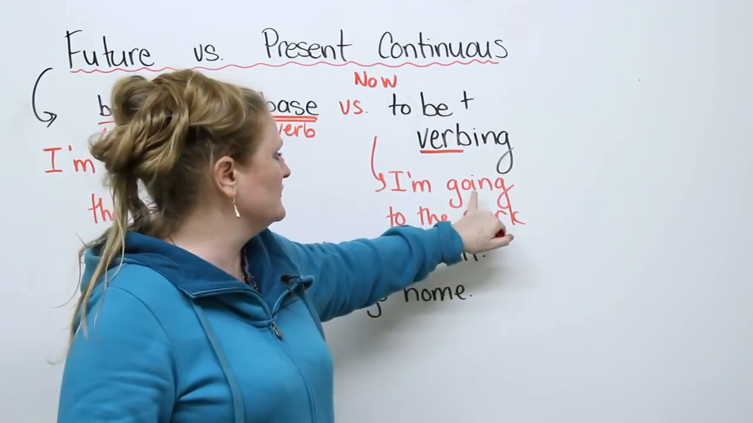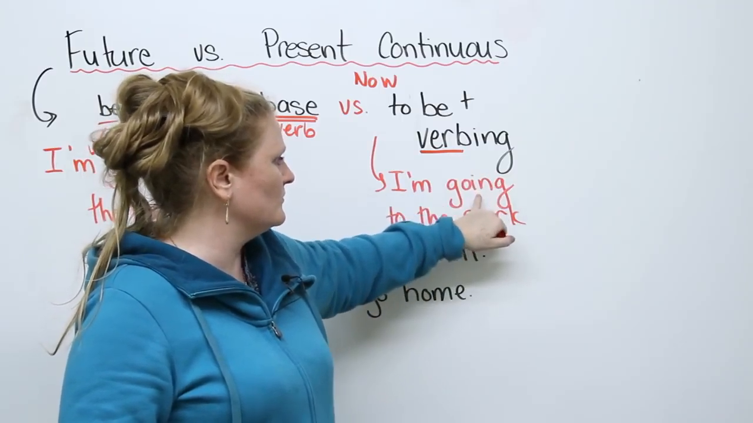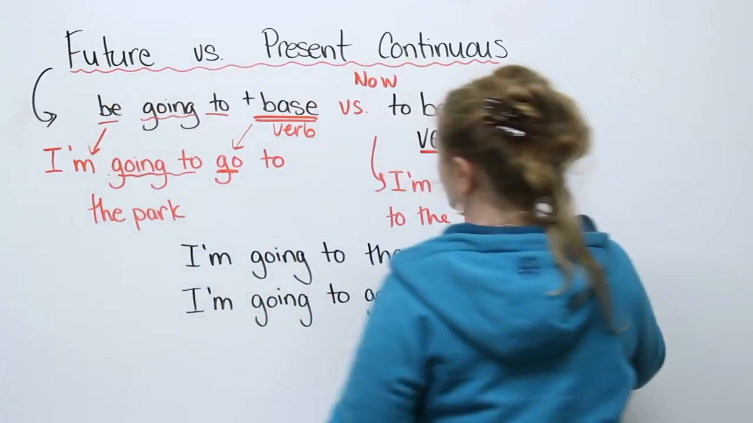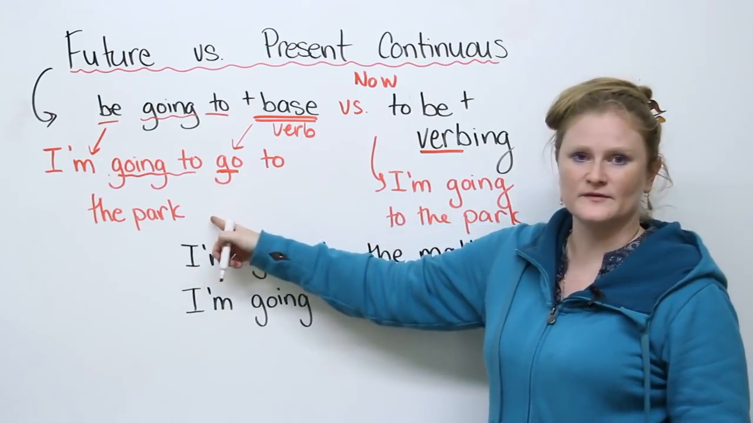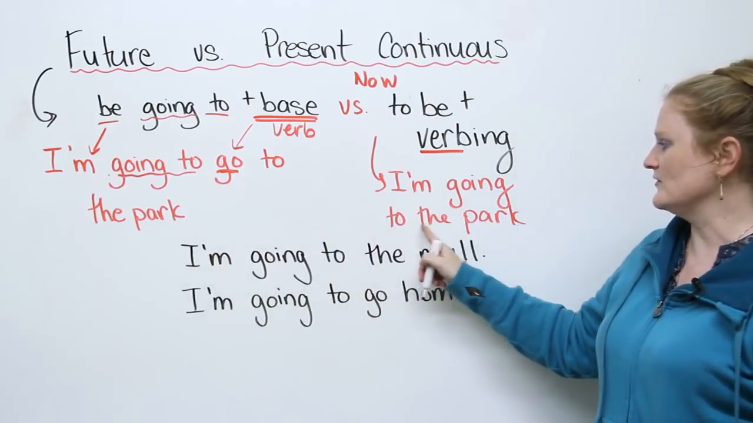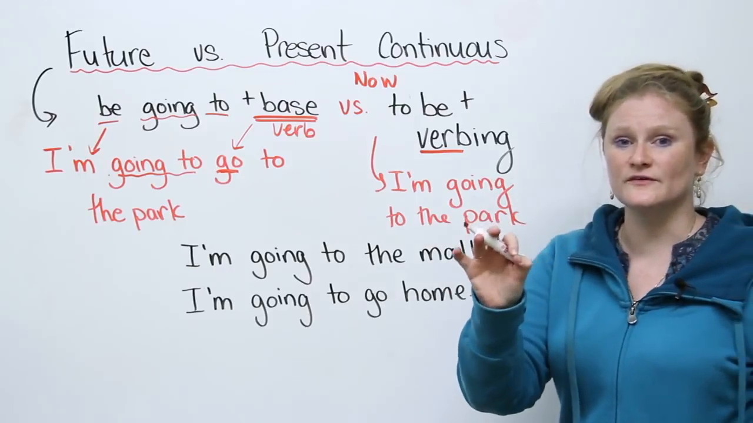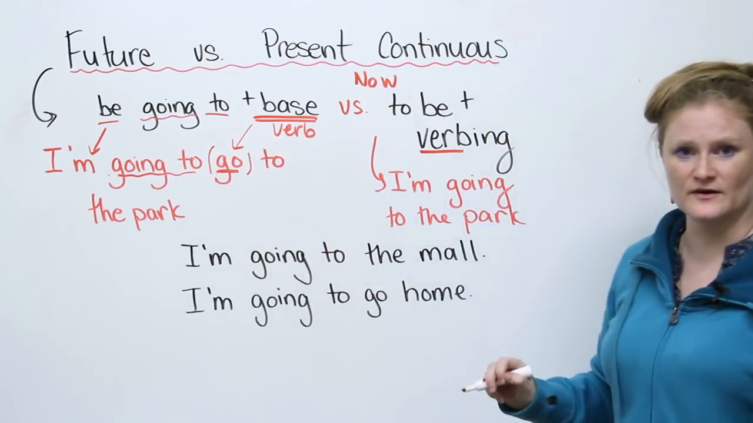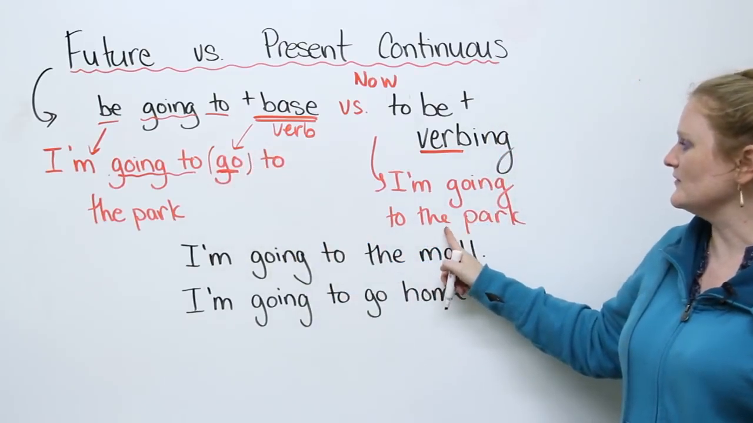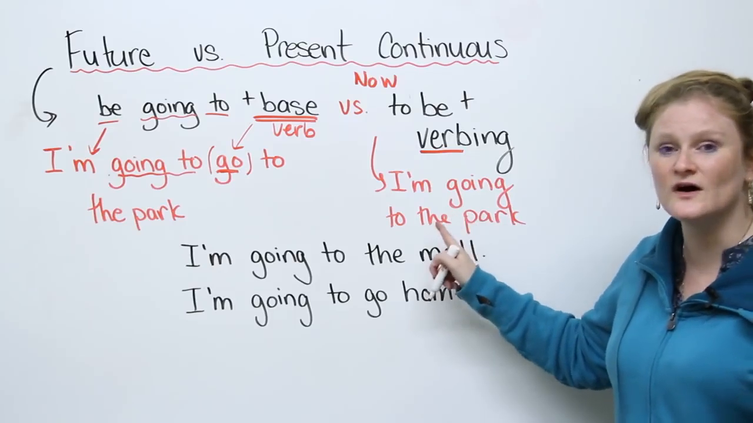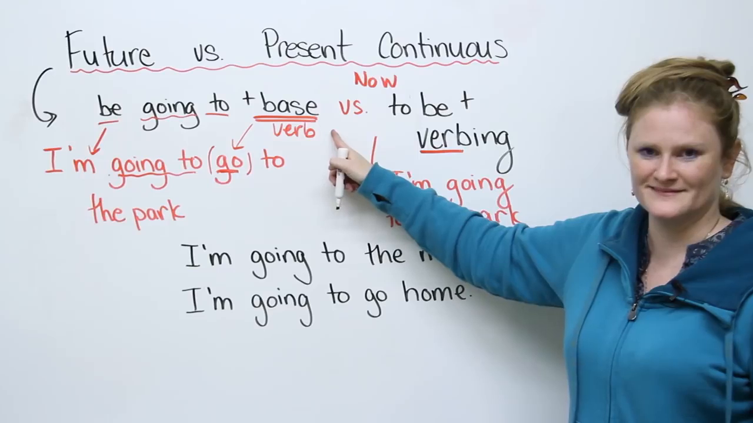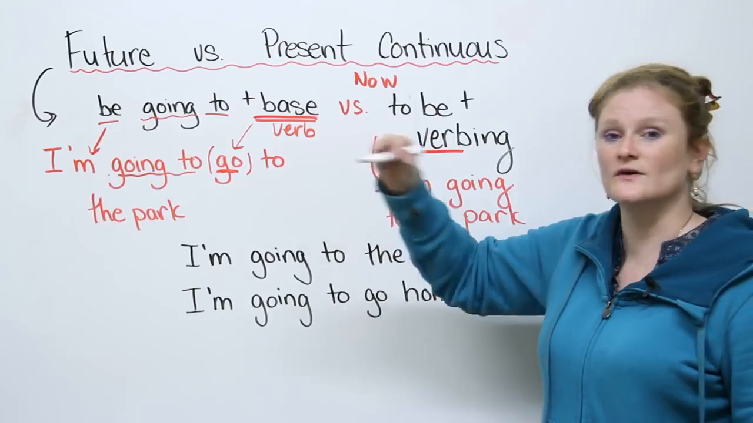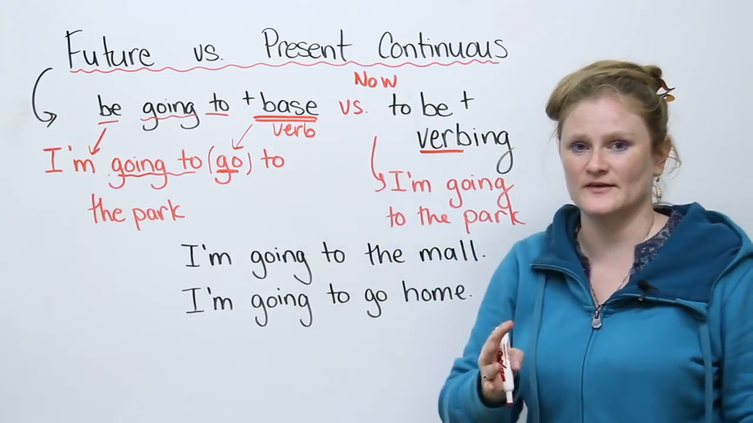This is where it gets confusing. If I'm actually using the verb go in the ing form, going, in the continuous form, it almost looks the same. Look at this. I'm going to go to the park versus I'm going to the park. The only difference in these sentences is that I've put in a base verb in the future. In the present continuous sentence, we do not put in the base verb. That's it. That's the only difference. You have to be careful when you are writing this on your grammar tests.